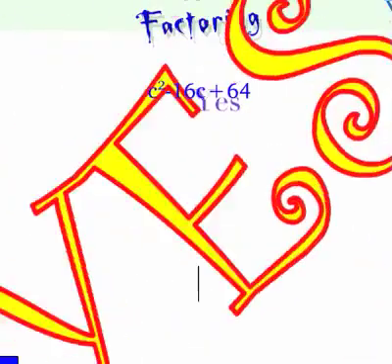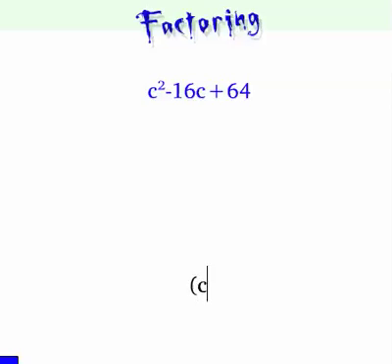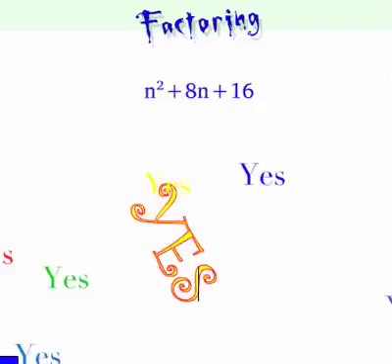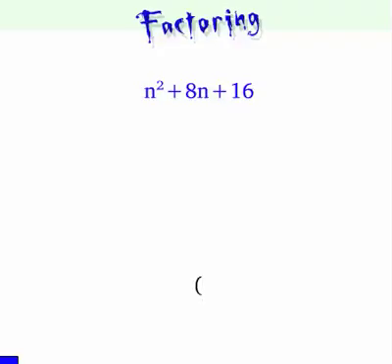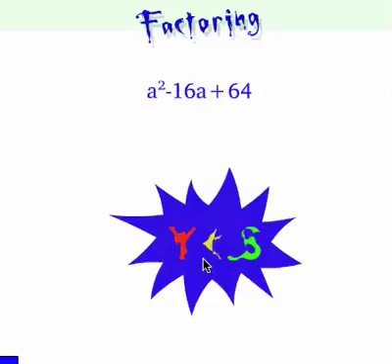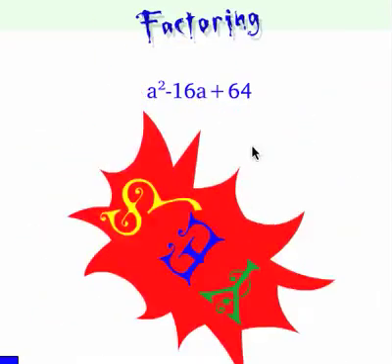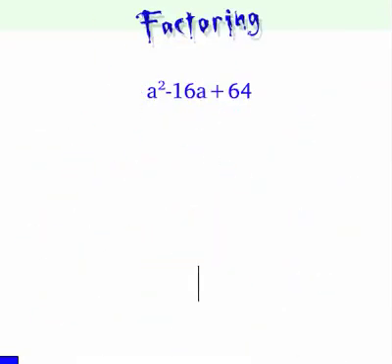Okay, very similar question again. So we have c minus the square root of 64, which is 8, to the power of 2. Okay, in brackets n, plus 4, the square root of the last term is 4, and all to the power of 2. Okay, and that's it. That's how you do perfect square trinomials. Stay tuned for the next level.